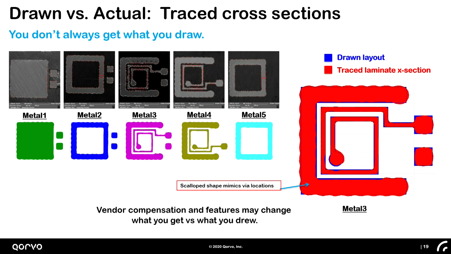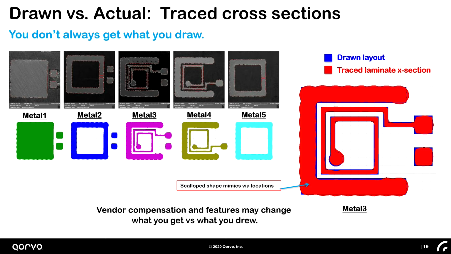Here's another good one, which is you don't always get what you draw. So vendors compensate these things. You lay them out a certain way. They'll adjust them so that it complies to their design rules. In this case, we got this really cool scalloped feature, which was not what was drawn, okay? And I'll show the impact of that in a second.